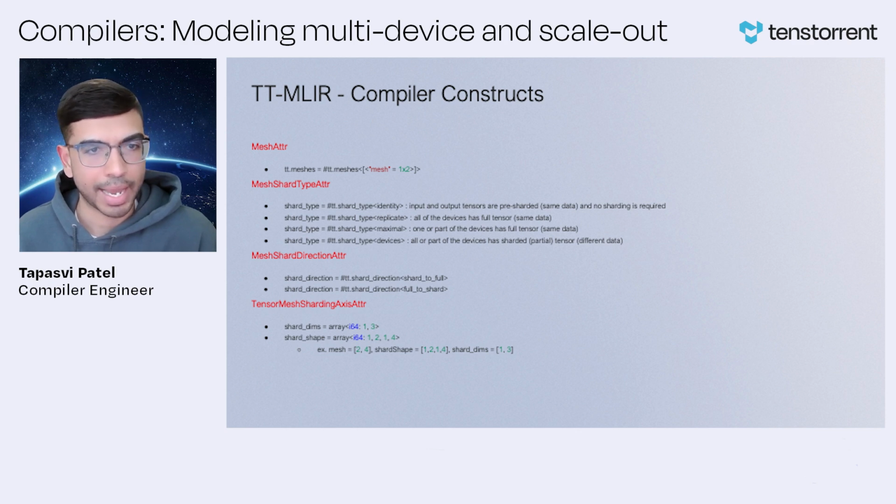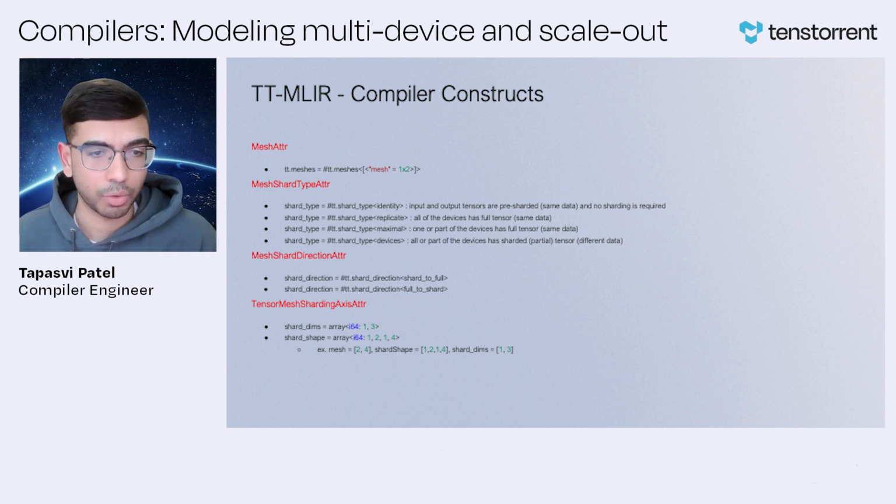We have a mesh shard type attribute. This basically defines how a tensor should be sharded, replicated, or concatenated on your device. There are 4 different types of this attribute. We have identity, which basically means our input and output tensors are already pre-sharded, so we don't have to do anything. The second is replicate, so we want to replicate this tensor across all devices. We have maximal, so we want to put the full tensor on one or more devices on our entire mesh. And then we have devices, so our tensor is actually sharded across the entire mesh.